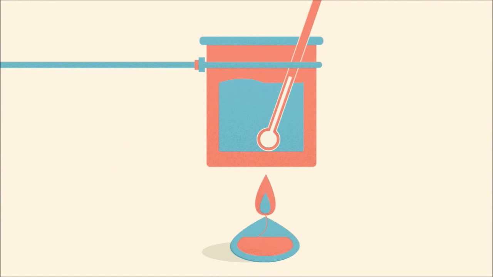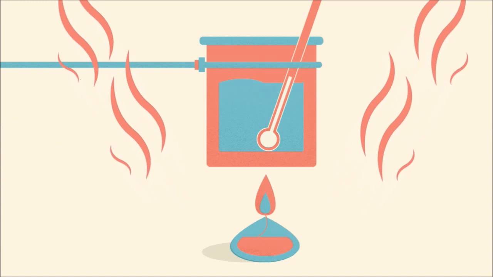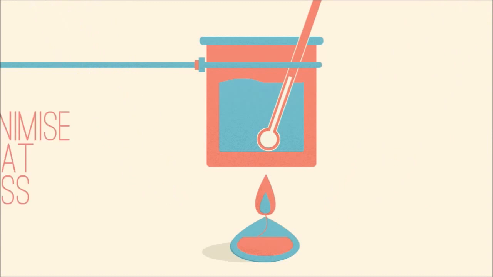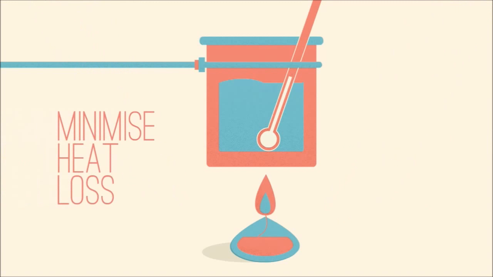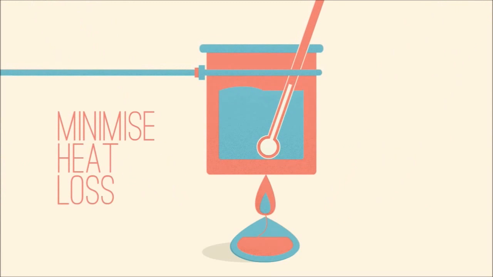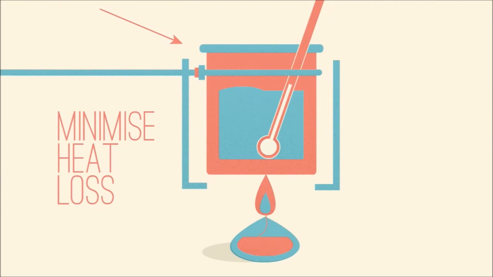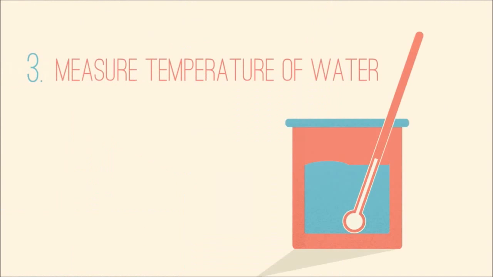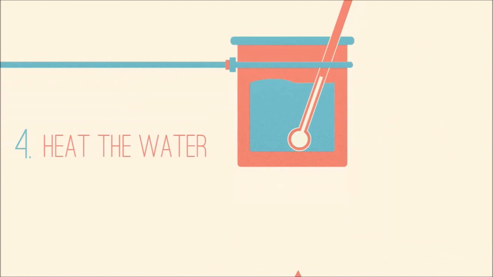The answer is that in this sort of experiment, a lot of the heat is transferred to the surroundings, so you need to minimize this by either placing the spirit burner as close to the calorimeter as possible, or you could reduce this by insulating the sides and adding a lid. 3. You'd measure the starting temperature of the cold water. 4. You'd use the spirit burner to heat the water for a fixed amount of time.